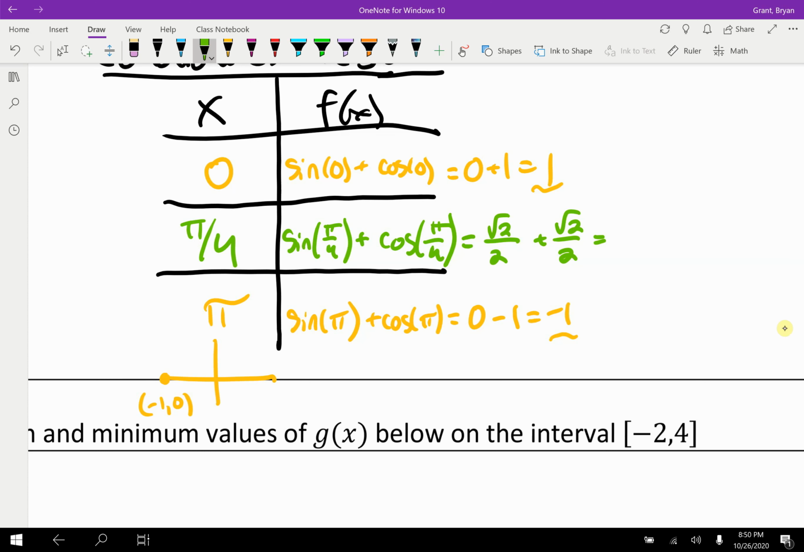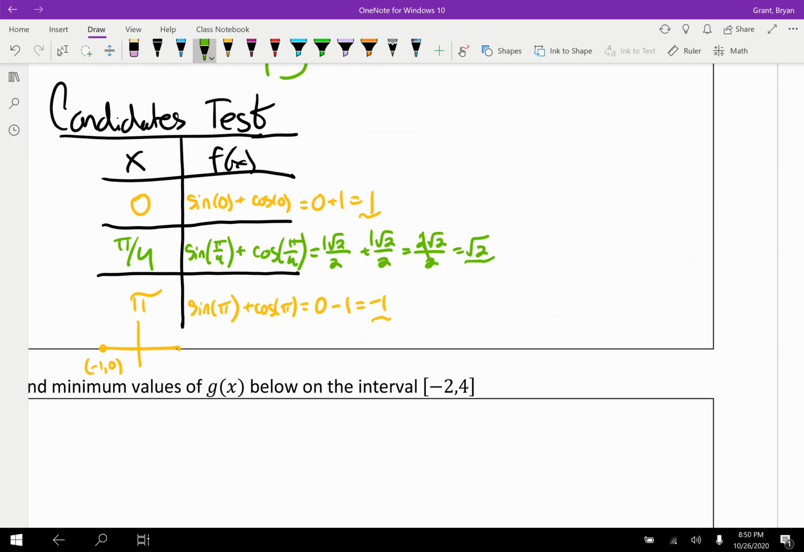Common denominators, that's nice. We have these invisible 1s in front. We have 2 of those square root of 2's over 2, so we really just get the square root of 2. Okay. Well, now we just have to decide absolute max versus absolute min. And you do have to label them too, but the labeling is very easy. What's the smallest? Well, that's the negative 1. This is the value of the absolute min.